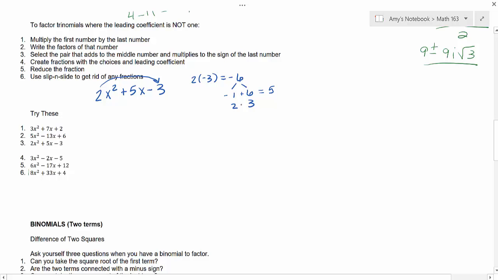You will say, well, 2 plus 3 would also give me a positive 5. Yes, that is true, but positive 2 times positive 3 does not give me a negative 6. And it has to add to that middle number, and it must multiply to the sign of the last number. So be very careful with that. Now we want to create fractions with our choices and our leading coefficient. Reduce fractions if possible. And for the one you cannot reduce, go ahead and slide that number back up.